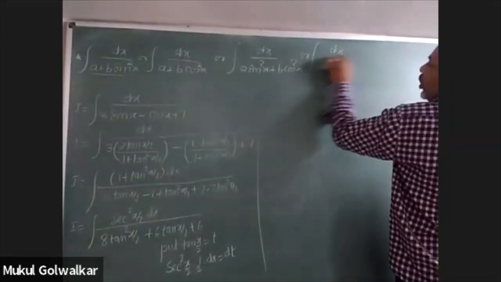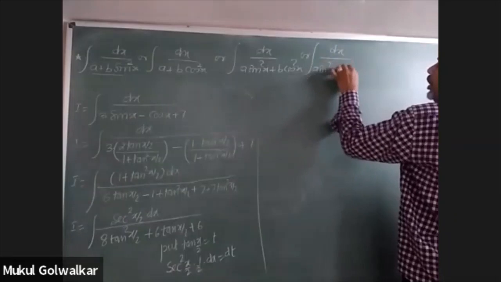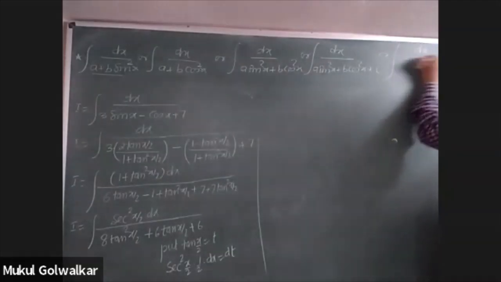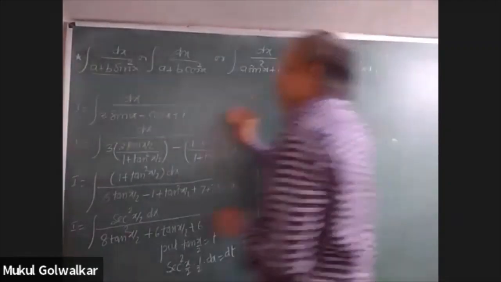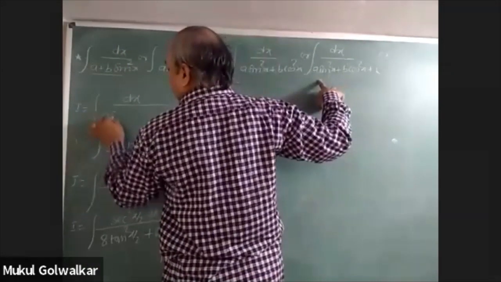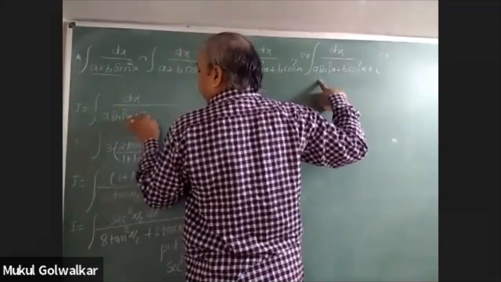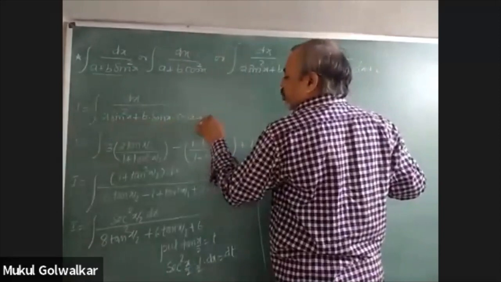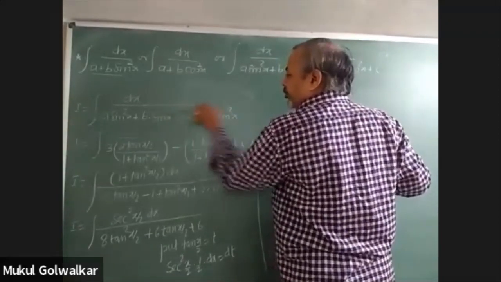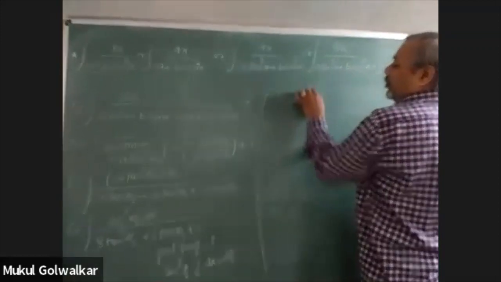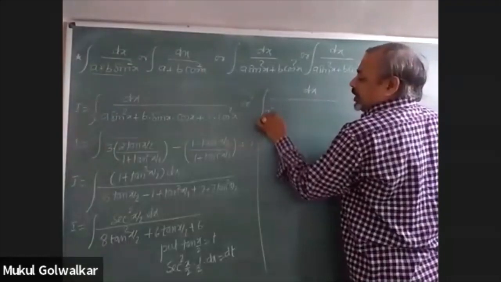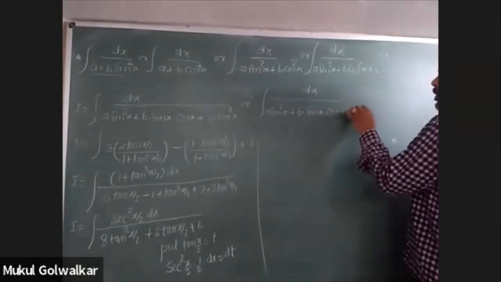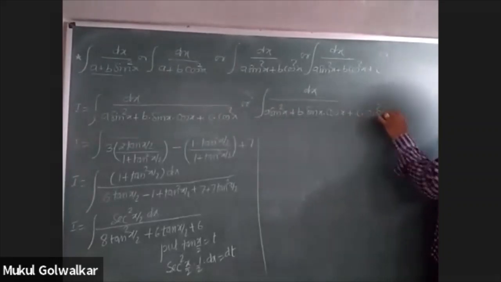or else dx upon a sine square x plus b cos square x plus c, or else dx upon, I think you will not be able to see here after, so let me write the next variety here only. dx upon a sine square x plus b into sin x into cos x plus c into cos square x, or else the last variety you can write in the form of dx upon a sine square x plus b into sin x into cos x plus c into cos square x plus d.